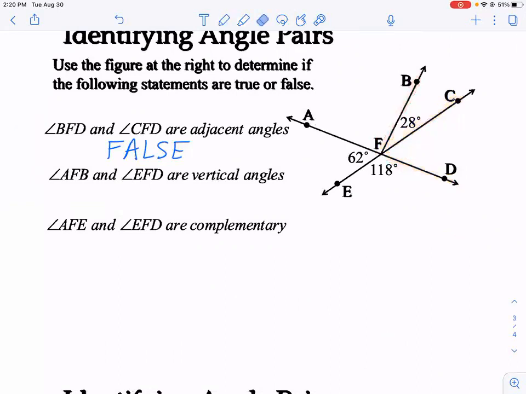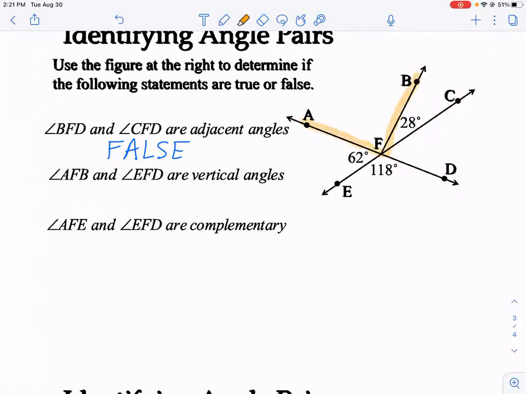Hey, people, they share no common interior points. All of these points right here are in the interior of both angles, so they're not adjacent. Okay? This is how we learn. Okay.